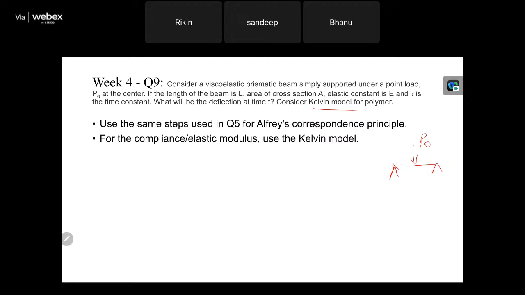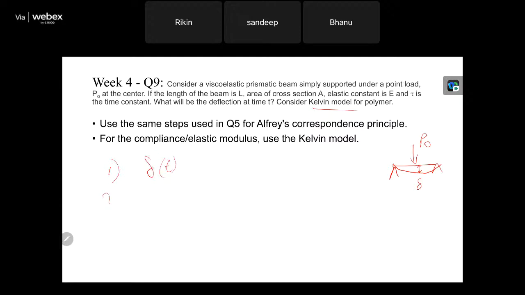It will bend something like this, and you can find the deflection in the time domain using the principles of solid mechanics. Now, if you have to find the same thing in the viscoelastic bar where the modulus is varying with time and temperature, you have to use Alfrey's correspondence principle. So first you find the solution. Step 1 is finding the solution in the time domain, delta of t.